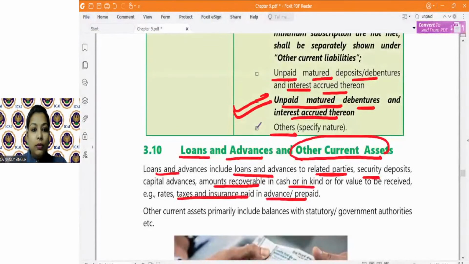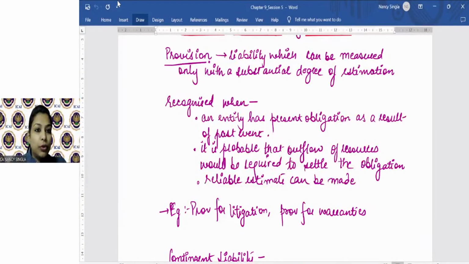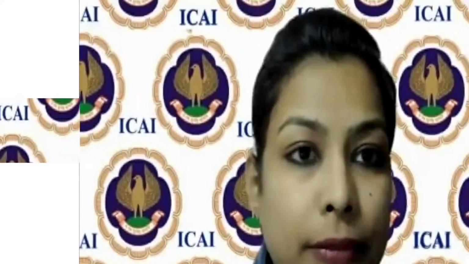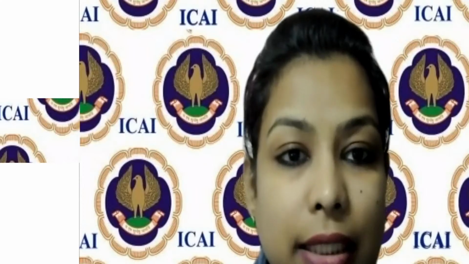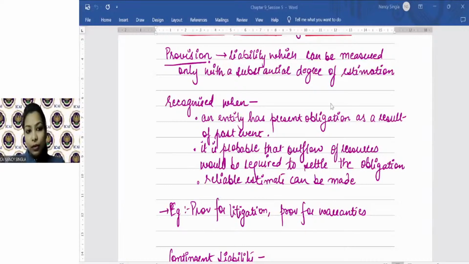So now let us start with the last topic for today, which is provisions and contingent liabilities. And students, the next session is on Monday. Before coming for the next session, I would have uploaded all the MCQs, descriptive questions, case scenarios, true false, all the assignments.